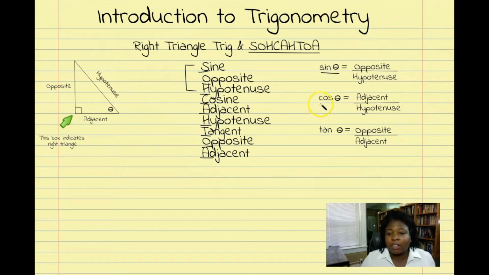When you want to find the cosine of an angle, then you look at the length of the side adjacent to theta and divide that by the hypotenuse. Cosine theta equals adjacent over hypotenuse. That is the CA of SOHCAHTOA. And when you want to find the tangent of an angle theta, you look at the side opposite theta and divide that by the length of the side adjacent to theta. Tangent theta equals opposite over adjacent. That is the TOA part of SOHCAHTOA.